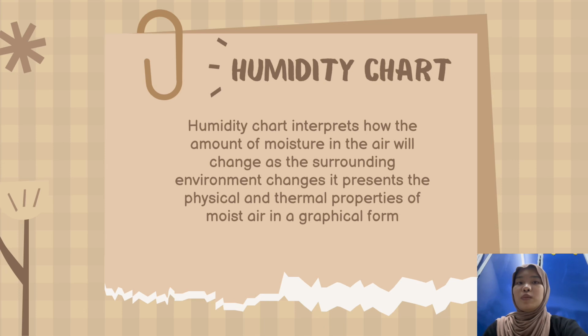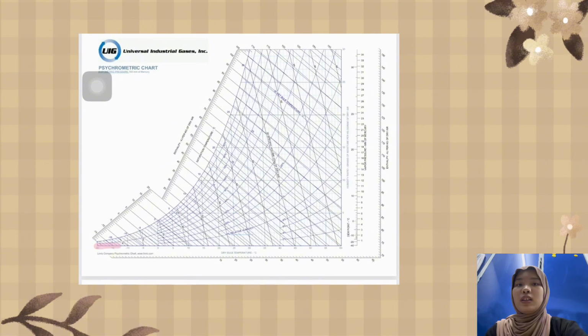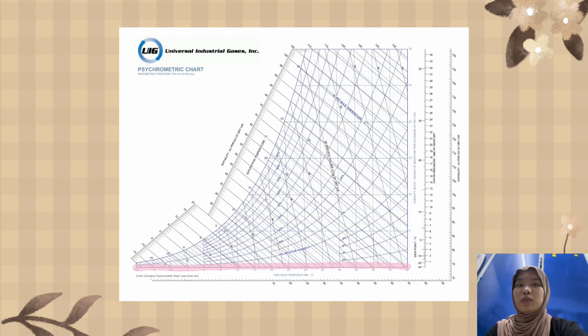So, what is a humidity chart? A humidity chart interprets how the amount of moisture in the air changes as the surrounding environment changes. It presents the physical and thermal properties of moist air in graphical form. The horizontal axis of the chart is the dry bulb temperature. The dry bulb temperature is the ambient air temperature, or the temperature of the air not affected by the moisture of the air, when measured by a thermometer.